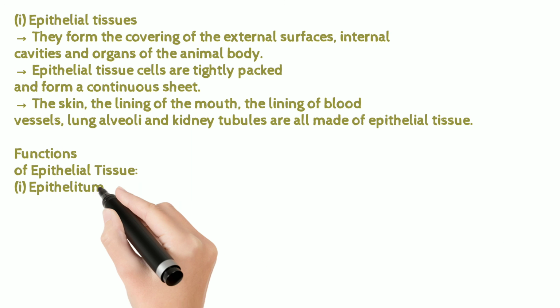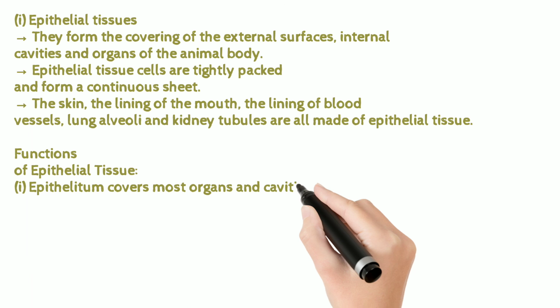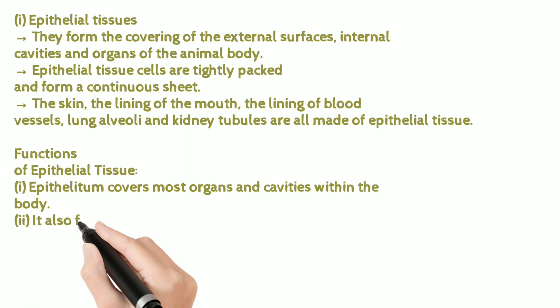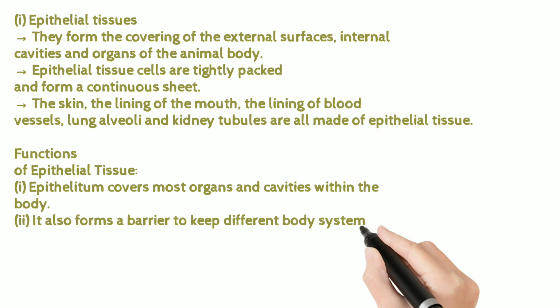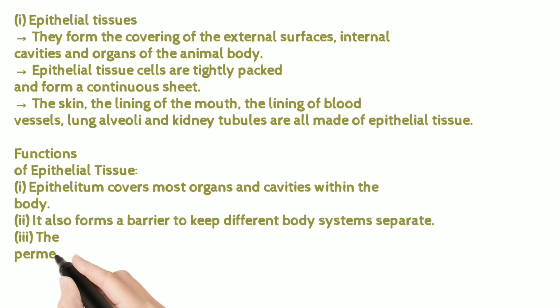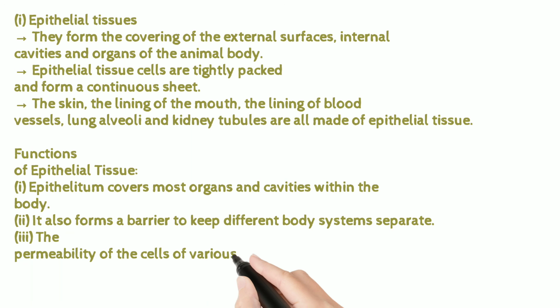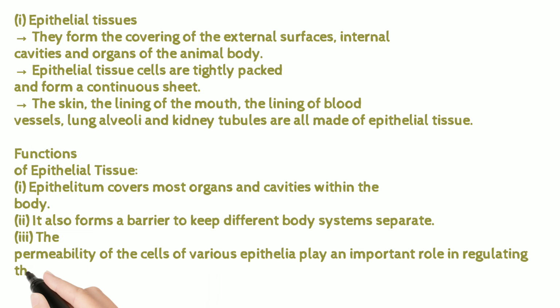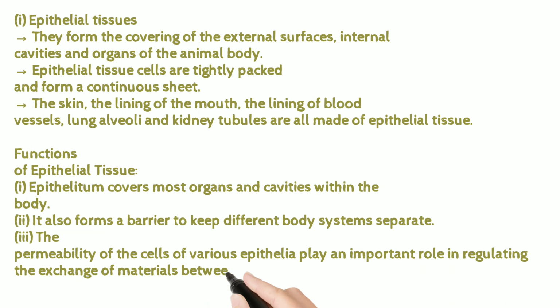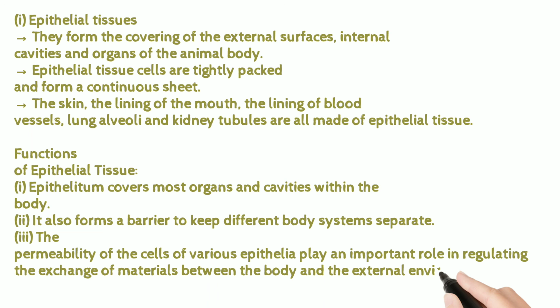Functions of epithelial tissue. Epithelium covers most organs and cavities within the body. It also forms a barrier to keep different body systems separate. The permeability of the cells of various epithelia plays an important role in regulating the exchange of materials between the body and the external environment.